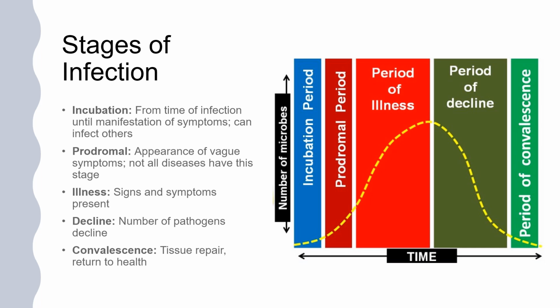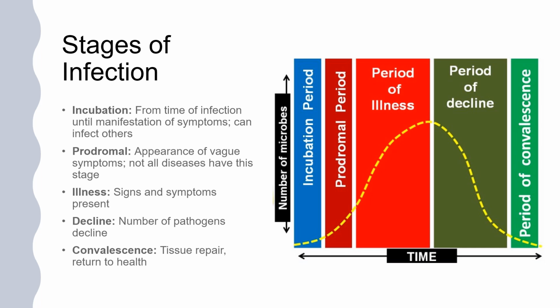Next are the stages of infection. So the first stage is incubation, and that is the interval between when the pathogen enters the body and when you have your first symptom. So say, for example, your friend has the flu, and you were sitting next to your friend and they gave you the flu. So you are infected, but you don't show any signs and symptoms until 2 days later. So from the moment that you encountered your friend to when you had your first symptom, that is the incubation period.